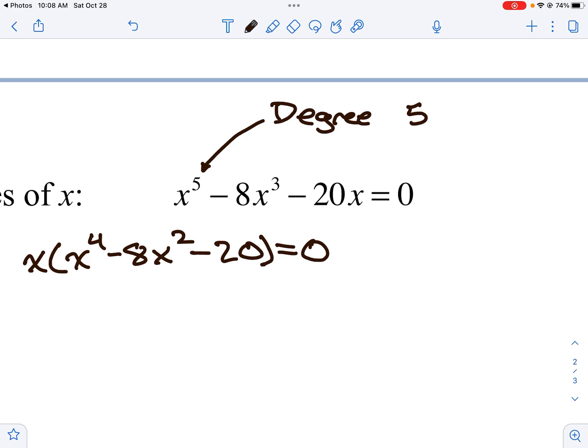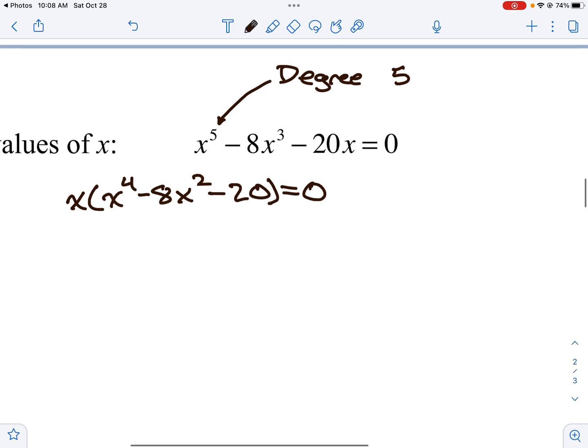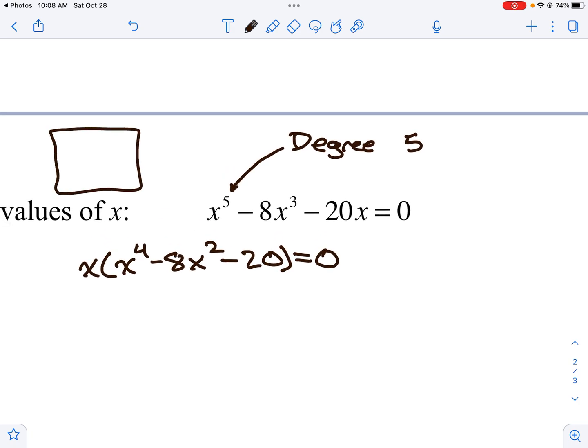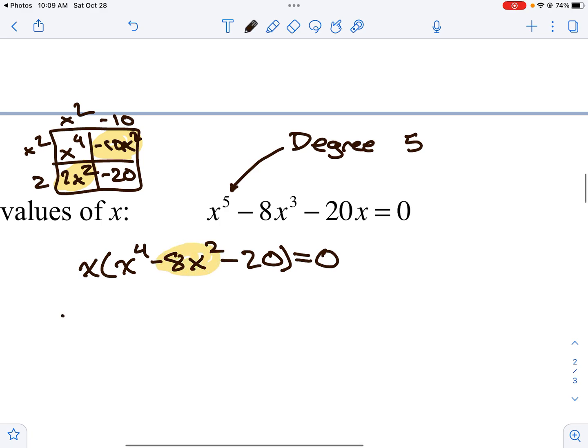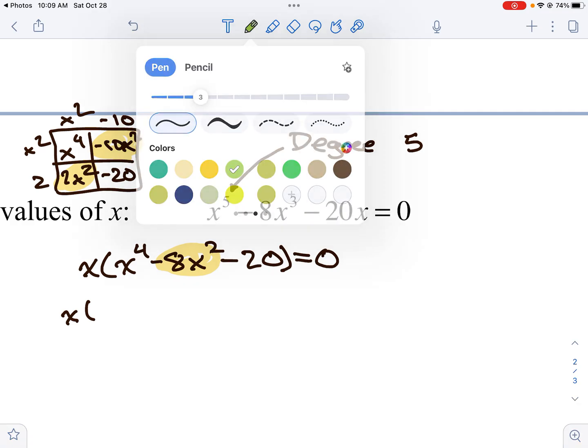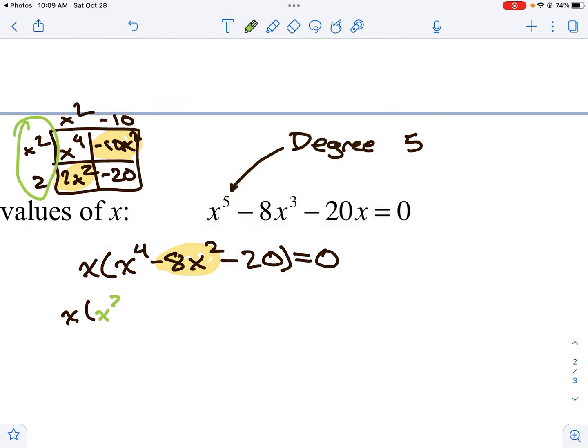And we saw this on Friday, but if you want to do a u substitution or go right to the area model with the x to the 4th minus 8x squared minus 20. So let's see, we need two numbers that multiply to negative 20 and add to negative 8. I think it's going to be minus 10 and 2. Yeah, so again, on the diagonal here, we get the minus 8x squared. So this can be rewritten as x times x squared plus 2 times x squared minus 10.